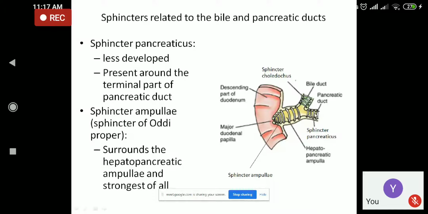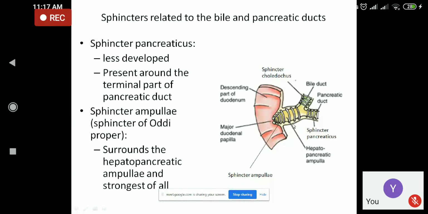Another is the sphincter pancreaticus. Okay, this is less developed. It is present above the terminal part of the pancreatic duct. And the last one is the sphincter ampullae, or sphincter of Oddi. This is present at the hepatopancreatic ampulla. It surrounds the hepatopancreatic ampulla, and it is the strongest among all. In some books it is written like that, but in a few books it is not written properly. It is not asked, but it's written in some books that this one is the strongest.